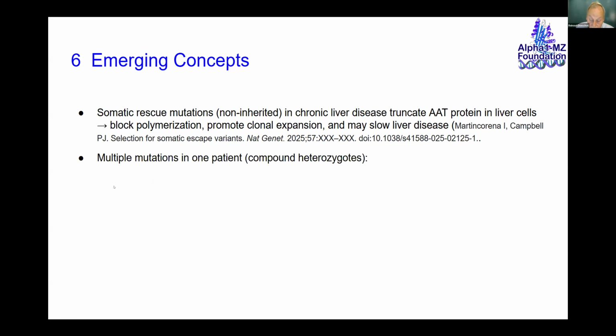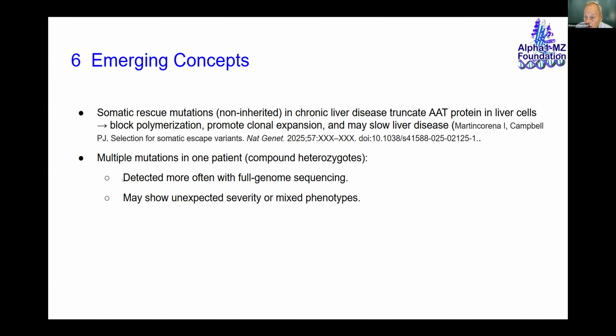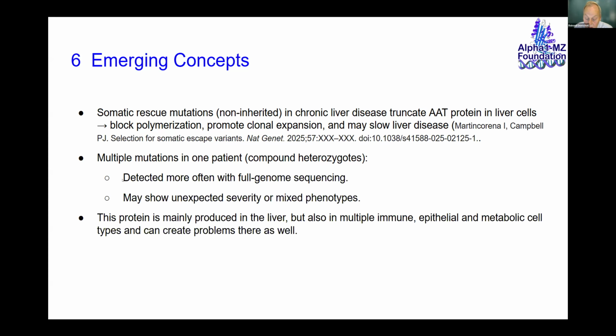Another rather recent development is the focus on patients with multiple mutations, the so-called compound heterozygotes. These mutations can cause increased severity of the disease. The impact of the mutations depends on the degree of function loss, the severity of folding issues, and the degree of polymerization due to both folding issues and secretion defects.